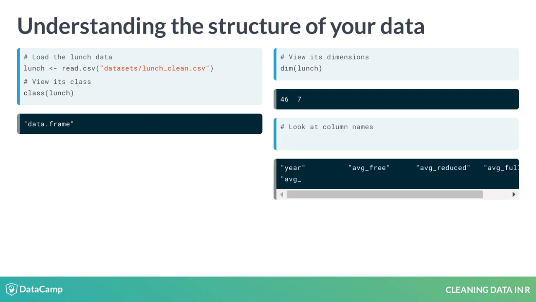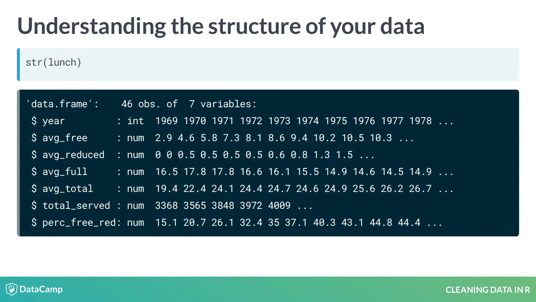Next, we take a look at the column names of lunch with the names function. Each of the 7 columns has a name: year, average free, average reduced, and so on. Okay, so we're starting to get a feel for things, but let's dig a little deeper. The str function for structure is one of the most versatile and useful functions in the R language because it can be called on any object and will normally provide a useful and compact summary of its internal structure.